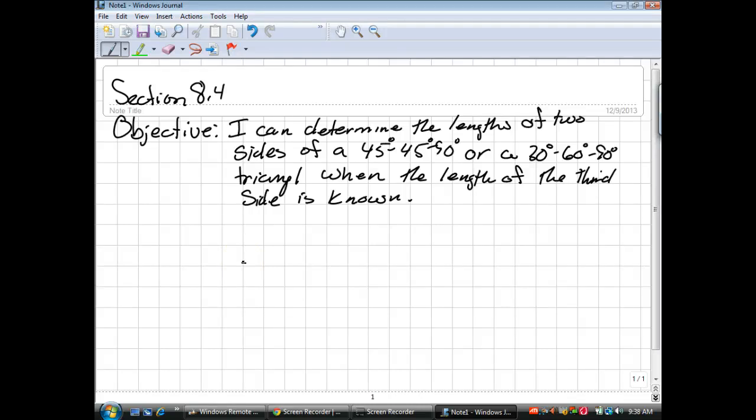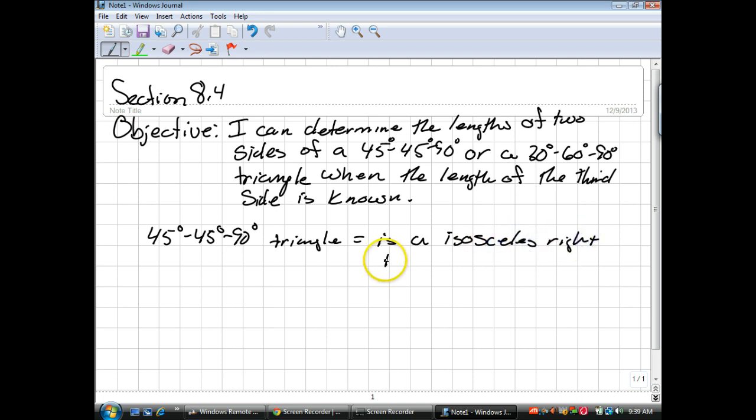Section 8.4. Our objective today is: I can determine the lengths of two sides of a 45-45-90 or a 30-60-90 triangle when the length of the third side is known. Now a 45-45-90 triangle is an isosceles right triangle.